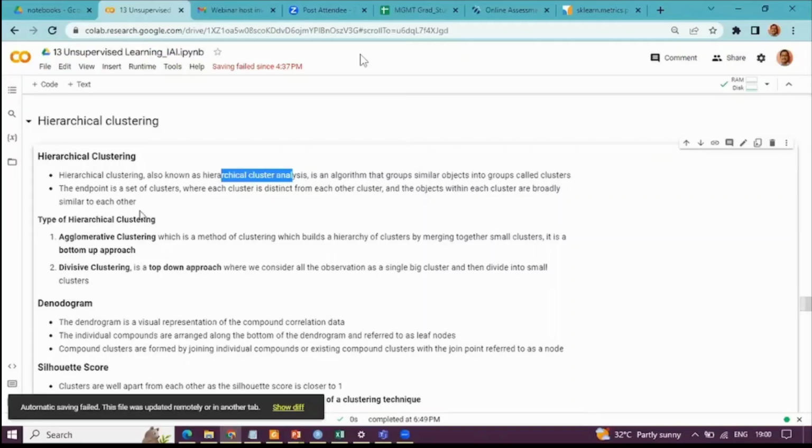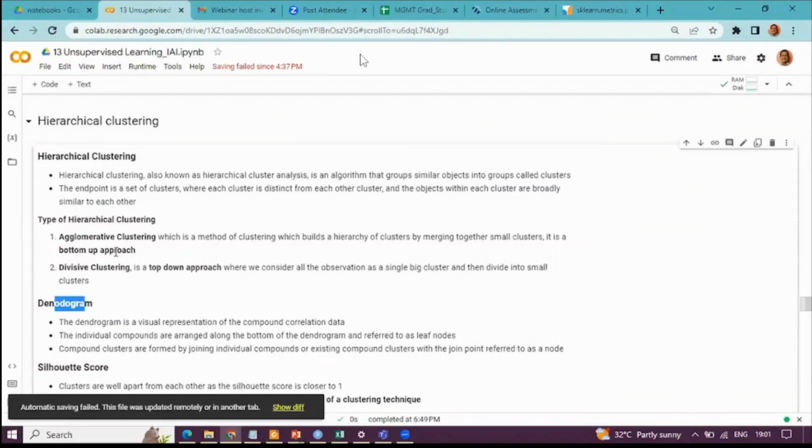That tree is otherwise called a dendrogram. It's not a tree, but it just looks like a tree where various branches are coming out. Some such kind of a flow is coming out. But otherwise, it is typically called a dendrogram. So we'll talk about it just in a while from now.